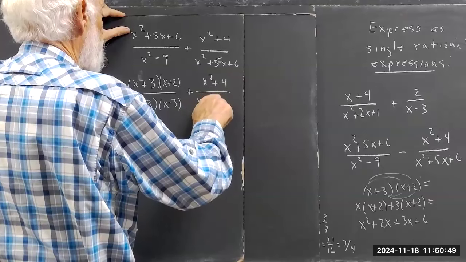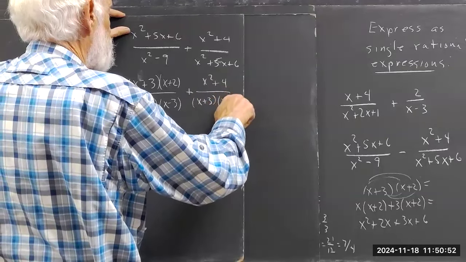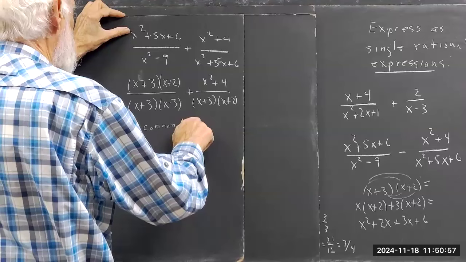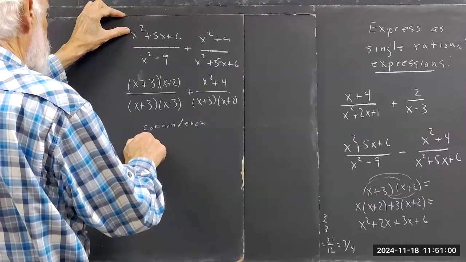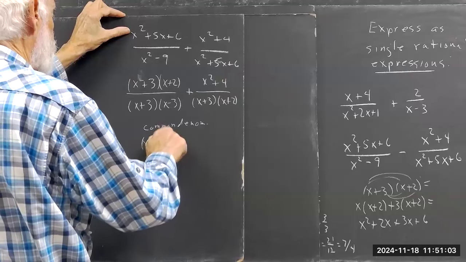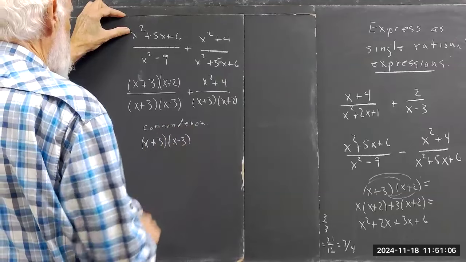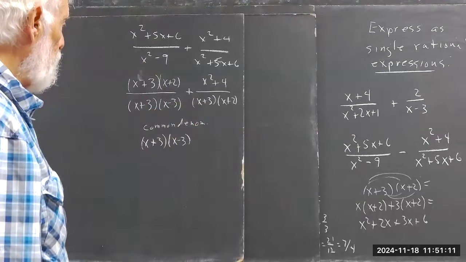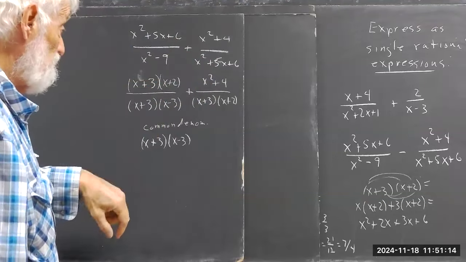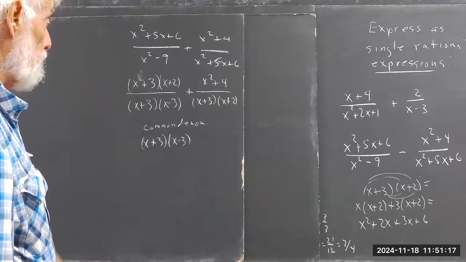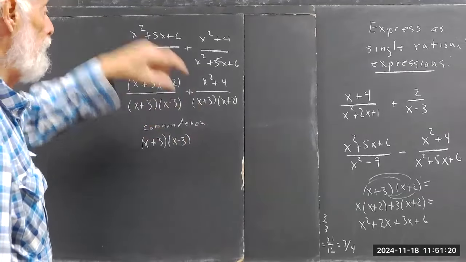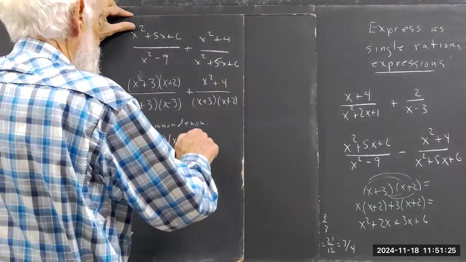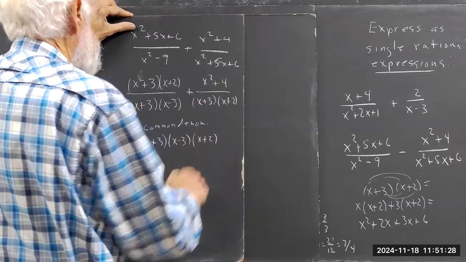And you got x plus 3 times x plus 2. The common denominator then has to have an x plus 3. It has to have an x minus 3. And it has to have an x plus 3 and an x plus 2. Well, it's already got this x plus 3 here. It doesn't matter if it needs it here and here. You just need it once. Okay. And then you're going to need the x plus 2.